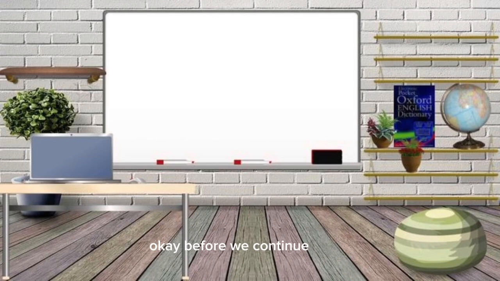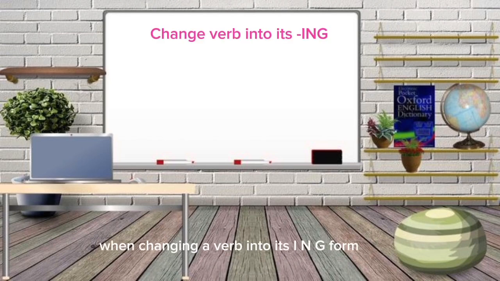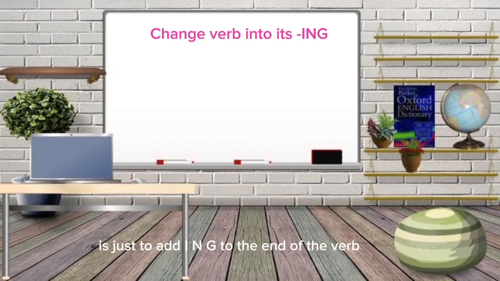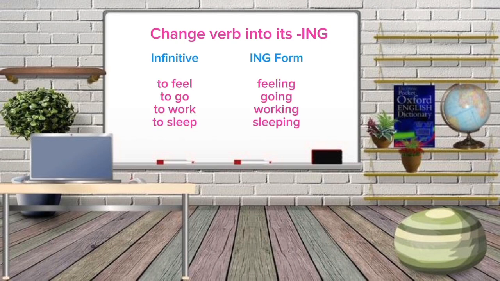Okay, before we continue, I'm going to share with you the correct spelling of ing forms. The first is the general rule: when changing a verb into its ing form, just add ing to the end of the verb. So, for example, to feel becomes feeling. To go becomes going. To work becomes working. And to sleep becomes sleeping.